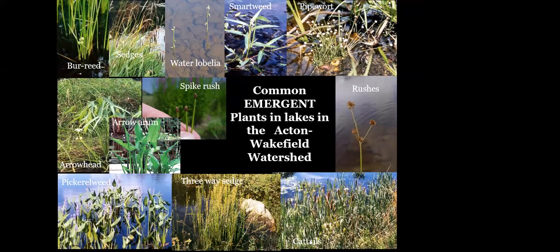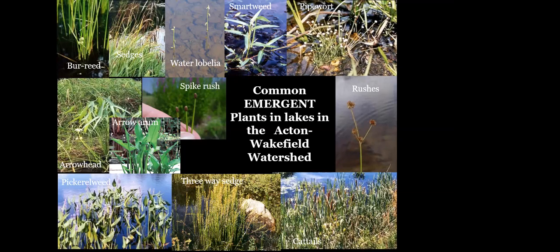Cattails are another one that is a really popular common plant. It's a really good source of water filtration. It takes up a lot of nutrients and a lot of metals that run off from the landscape. So you would call it a good filter for runoff. So it's a good plant to have, and it's also really good food and really good habitat for aquatic life and birds and other organisms that use lakes and ponds.